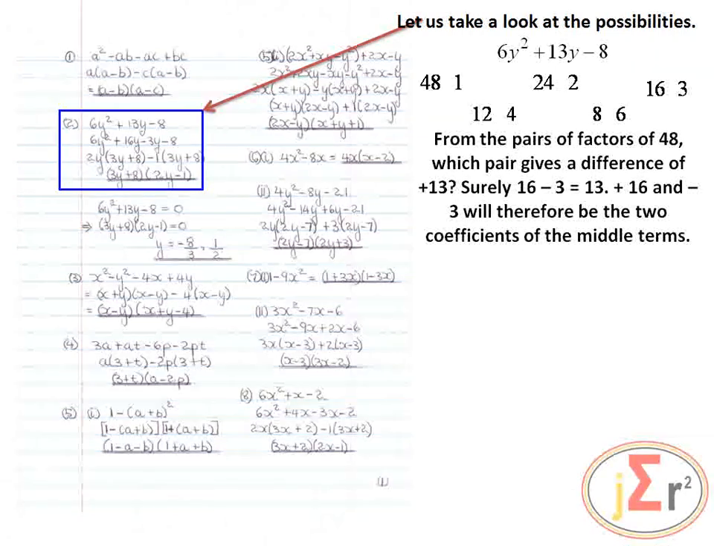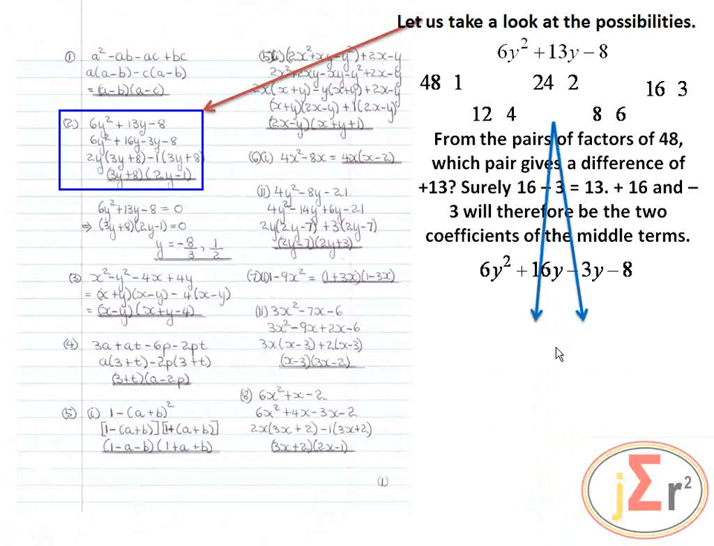From the pair of factors of 48, which pair gives a difference of positive 13? Surely 16 minus 3 is equal to 13. So a positive 16 and a negative 3 will be the two coefficients of the middle terms. They multiply to give a negative 48. They add to give a positive 13. The sign of the larger has to be positive because the answer is positive. So we have our two numbers right there, 16 and negative 3.